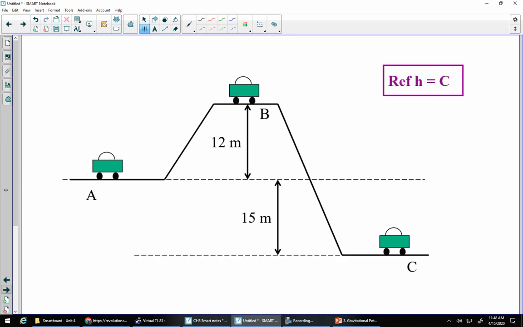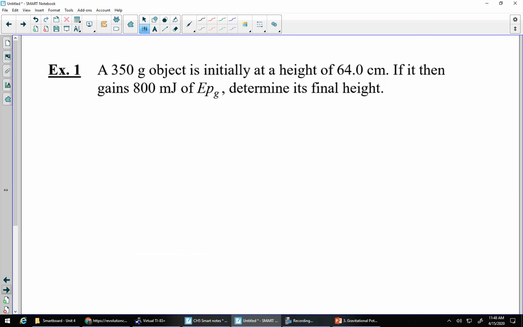What if we put C as my reference height? If I say that C is my reference height, I'm saying C has a height equal to 0. Well, that means at point A our height is equal to positive 15 meters. And at point B, our height is 27 meters higher than at point C. So realistically, the reference height can change depending on your perspective, and it's important to note that reference height. Typically, I like to put it at the lowest point.